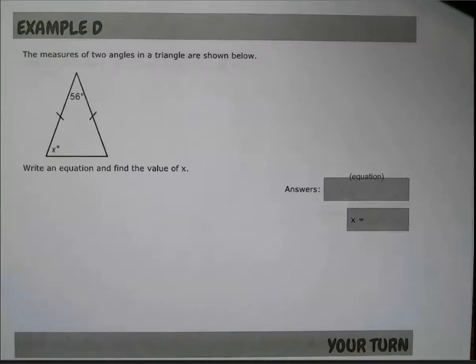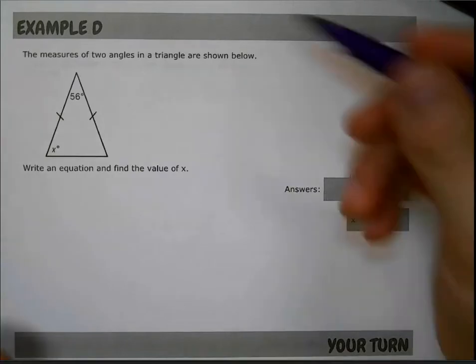Okay, example D says the measures of two angles in a triangle are shown below. Write an equation and find the value of x. So there's two things that they want there. They want you to write down the equation, and then, as always, they want you to find what x is. So whenever we look at this triangle, there's a few things that you need to notice.